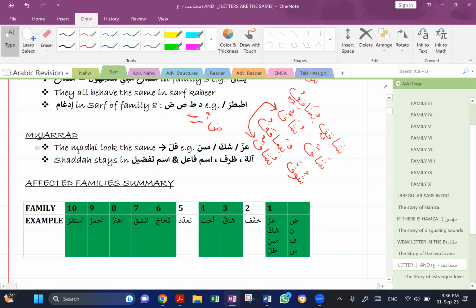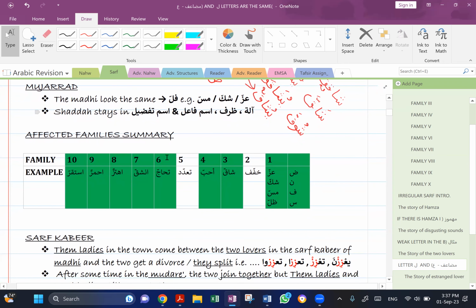مجرد, the small families, again, it's very simple. What you need to know is that in the ماضي, the past tense, they all look the same, regardless of whether it's nasara, daraba, or sami'a, whatever it is. It's always going to look like this: falla, massa, shakka, azza, dalla. And it's also important to know that in the isms, the shadda stays. Shadda does not go away. So that makes our life easy, because we don't have to worry about the shadda going away. In the ala, in the ظرف, in the اسم فاعل, and اسم تفضيل, the shadda stays. All right. Any questions so far?